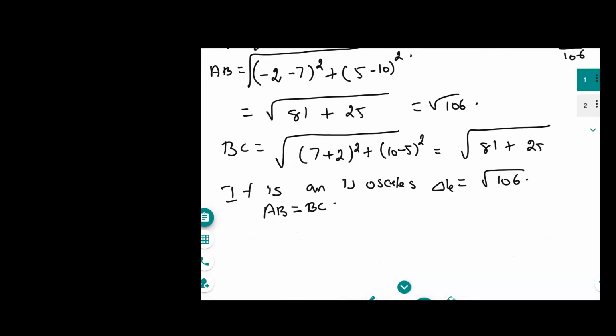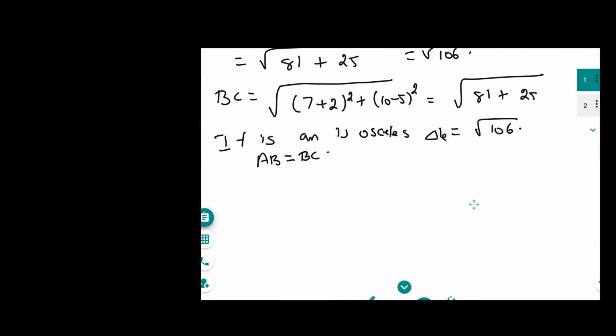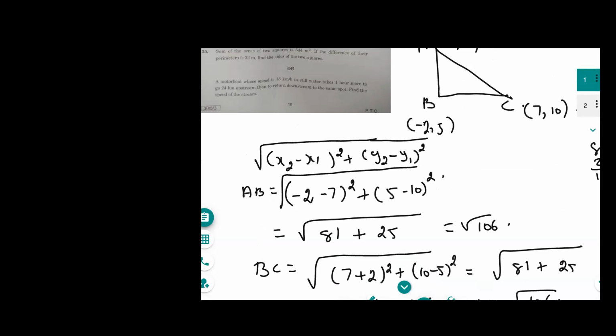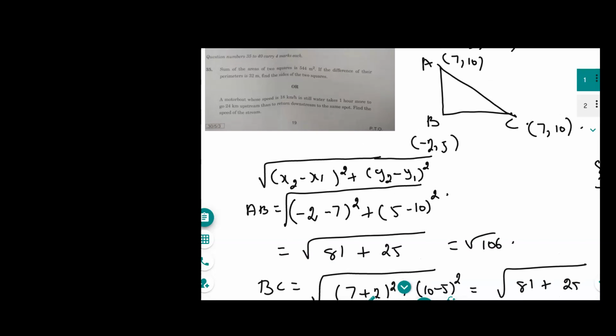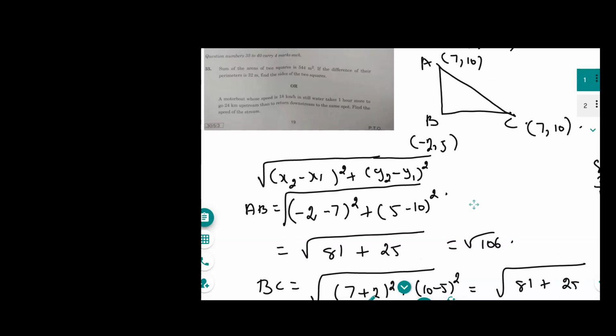Next we have to prove that it is a right triangle. Let us also find out AC now. AC, same way, root of. A is (7, 10) and C is (3, minus 4). Let me mark this as (3, minus 4).